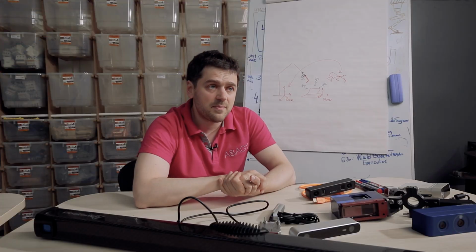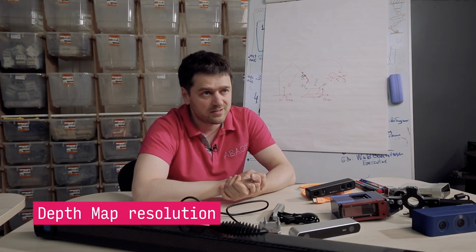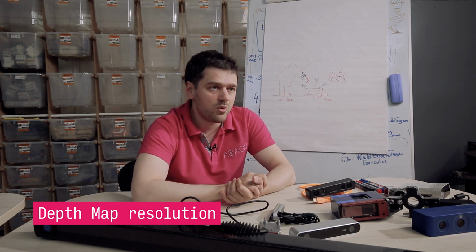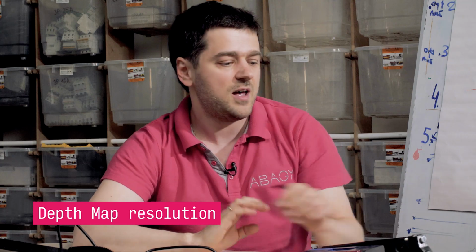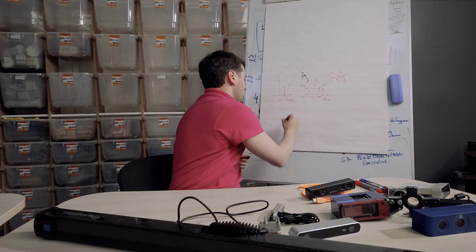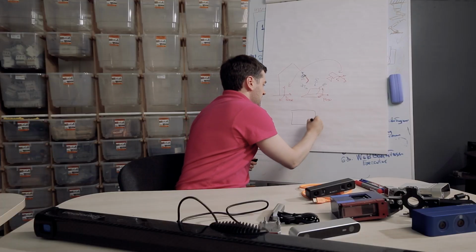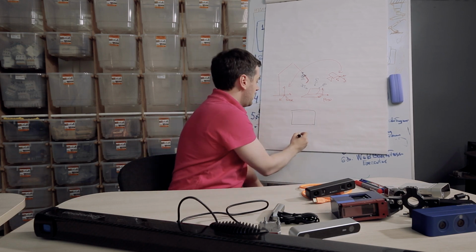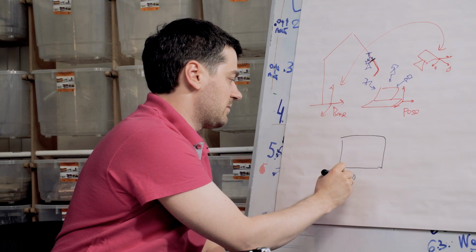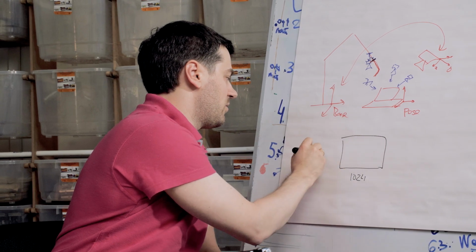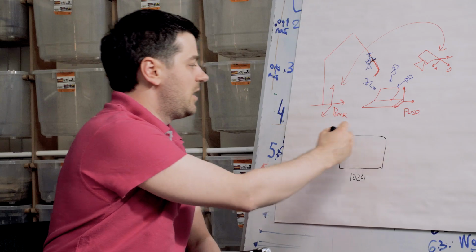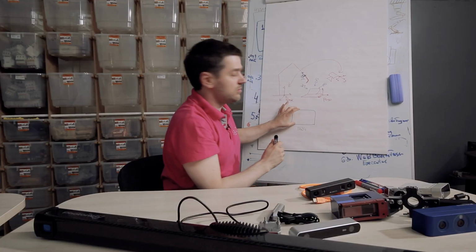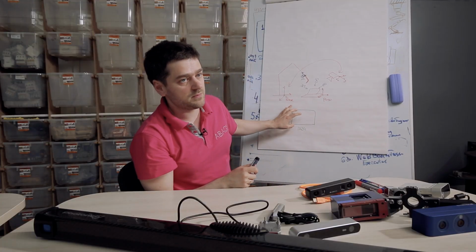The first one is the depth map resolution. Actually, it defines the number of points, of depth points, that you actually get from your scanner. And it equals the resolution of the sensor matrix that you have inside your device. For example, if you have 1024 by 1024, it means that with one shot you'll get approximately 1 million points.